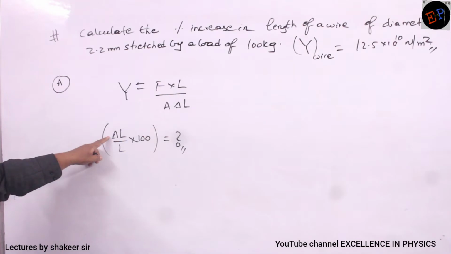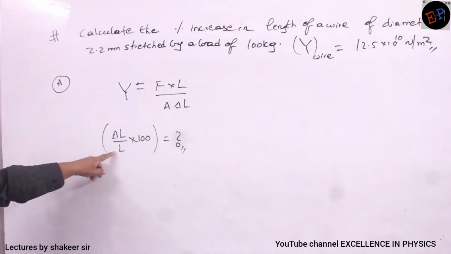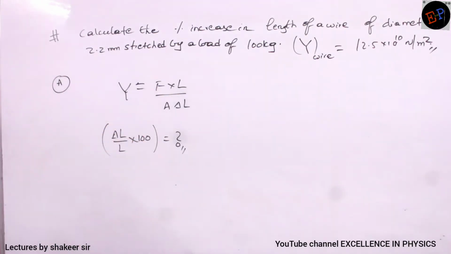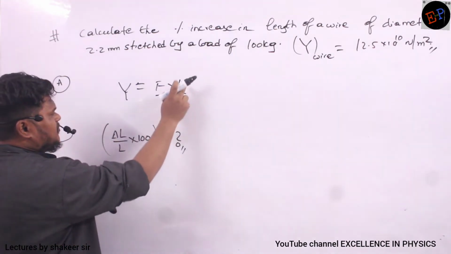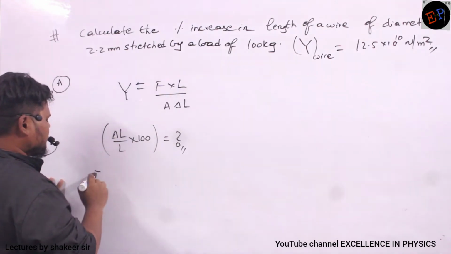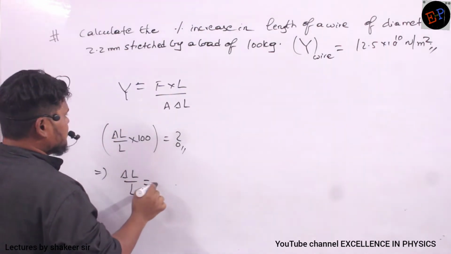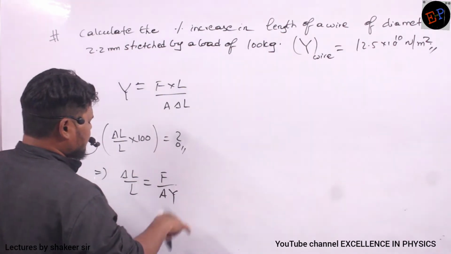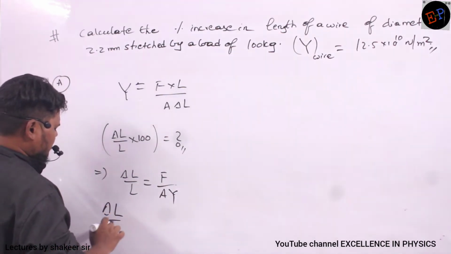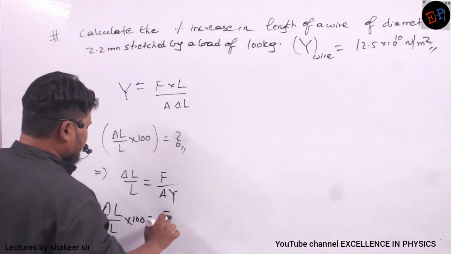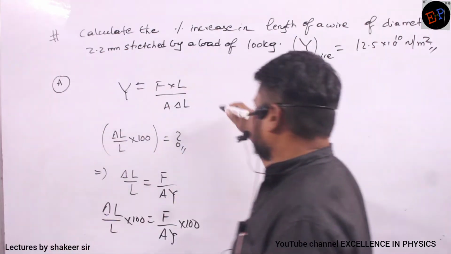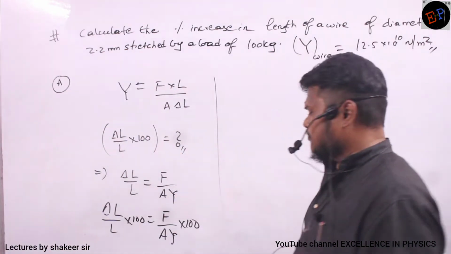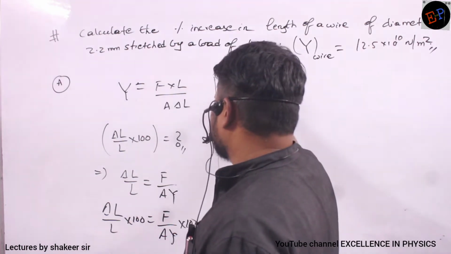What is delta L? Change in length. Original length is L. Change in length by original length is the fractional change. Fraction multiplied by 100 is the percentage. So this is what I want to calculate. In this formula I have delta L by L, so calculate from this one. Delta L by L is equal to F by A into Y. So delta L by L multiplied by 100 is equal to F by A into Y multiplied by 100. Now you are supposed to substitute all the values. That's all. Clear?